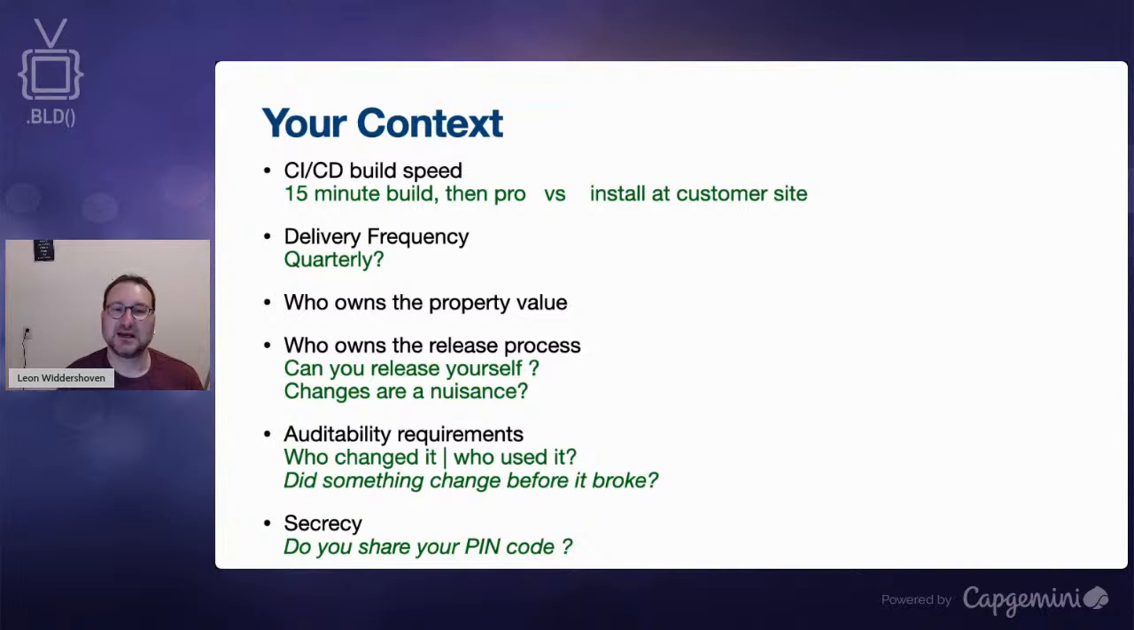You could have a fast CI/CD, but if you only deliver once a quarter, which happens if you also install at customer sites, for instance, then you need to have the configuration externalized in some way. Another important factor is who owns the property value, who decides the value. And that is the same question as who owns the release process, because if you cannot decide to release yourself, then you cannot change the properties whenever they need to, and you possibly need an external store.